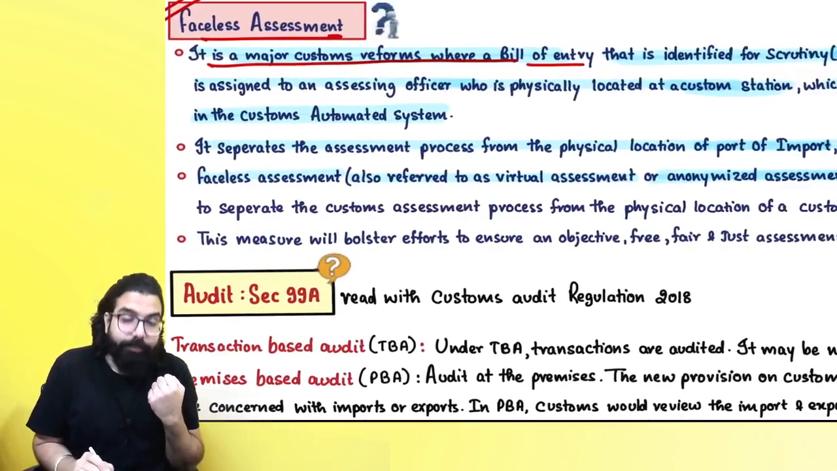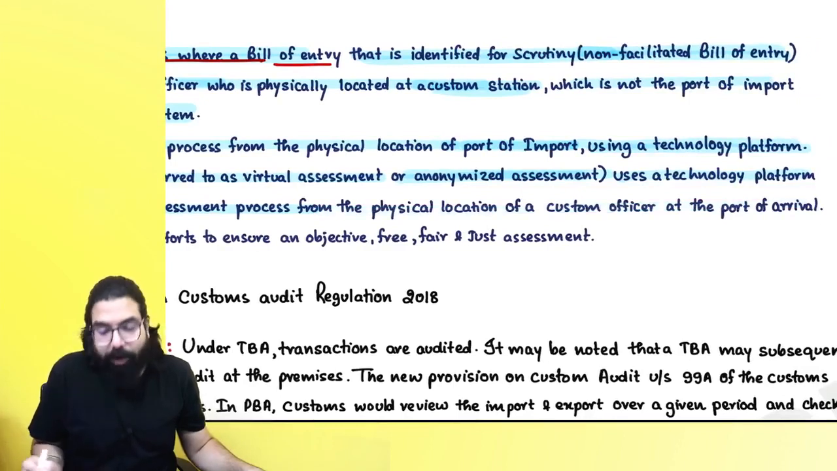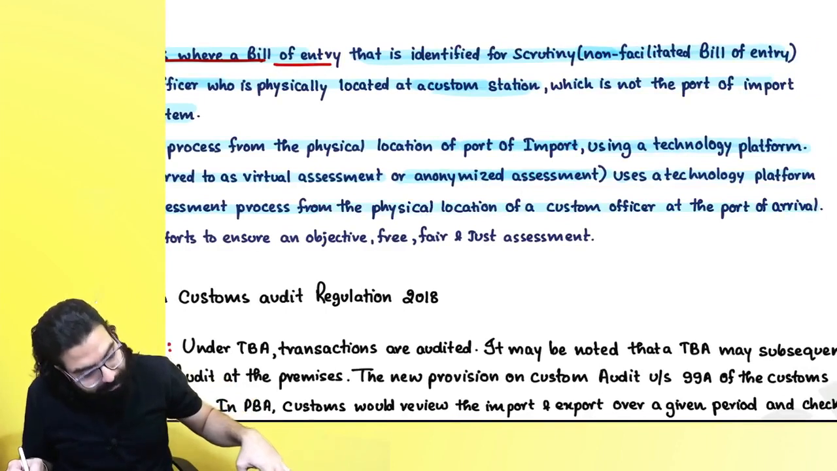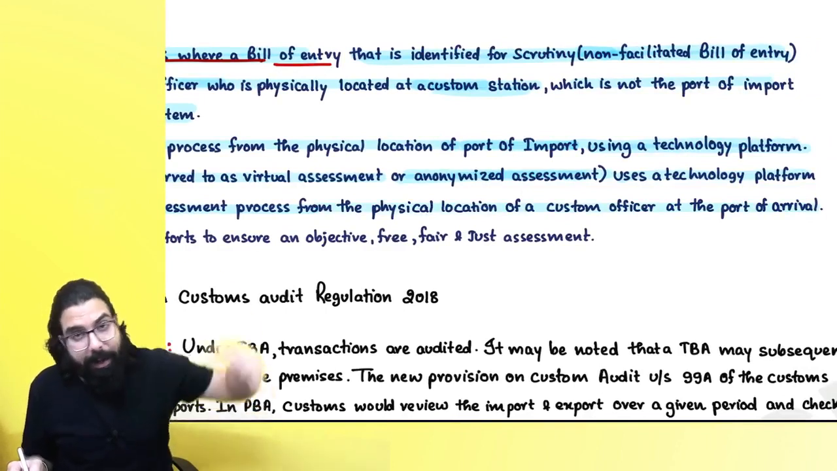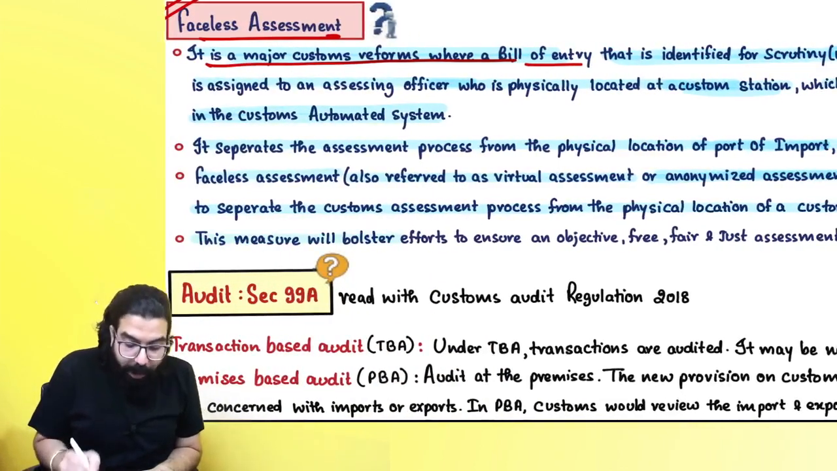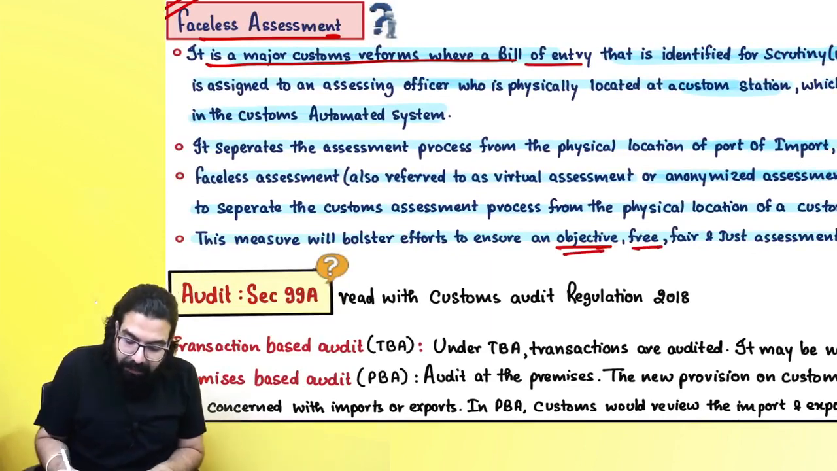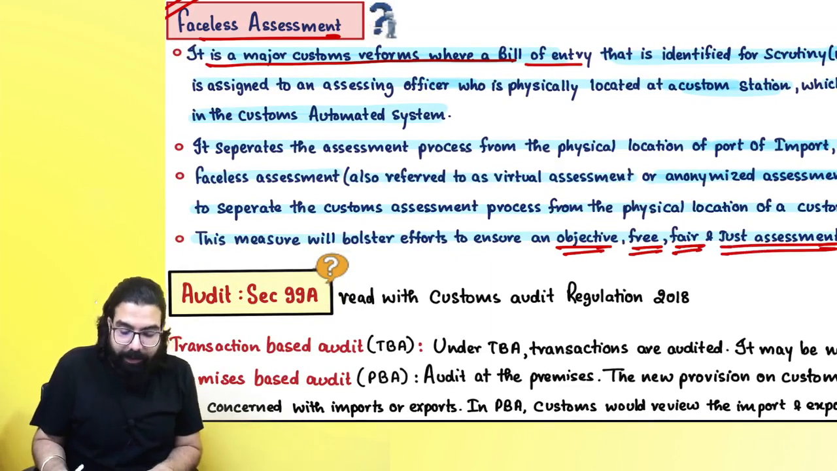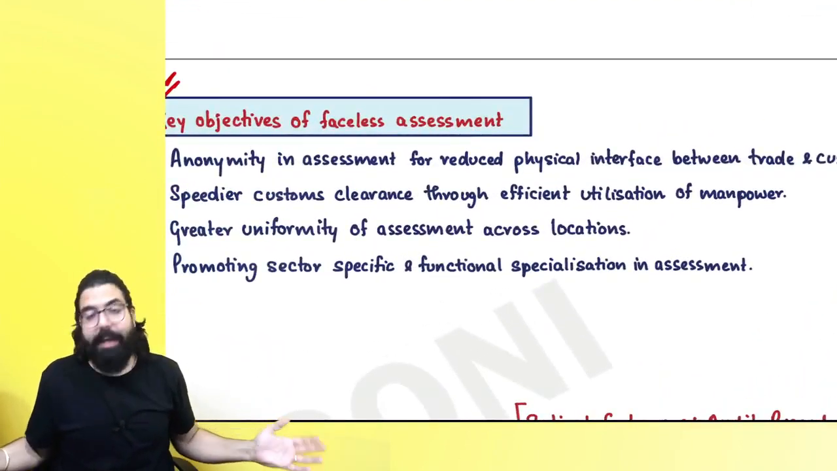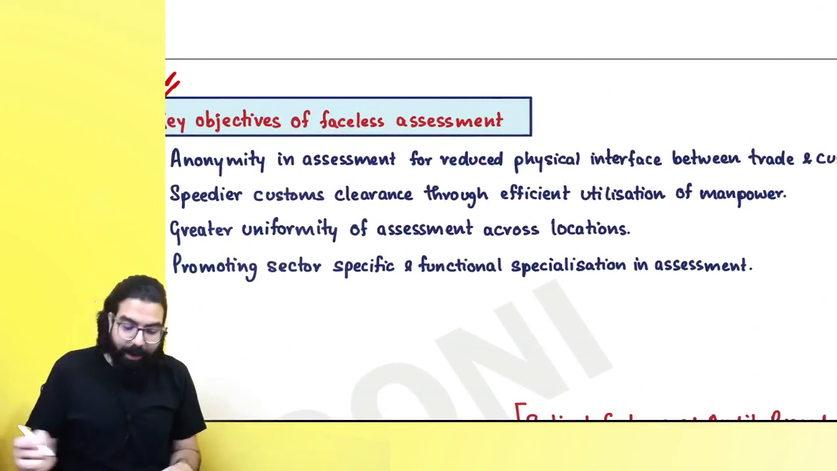It uses a technology platform to separate the custom automated process from the physical location of the custom officer at the port of arrival. Where my port of arrival is, their officer will not do my assessment. Might be some other port's officer who is sitting will go ahead and do the assessment. This measure will bolster efforts to ensure an objective, free, fair and just assessment. Everything will be fair. I don't know the officer, the officer doesn't know me, there will be no revenue leakages. In this scenario, fair and just assessment will happen.